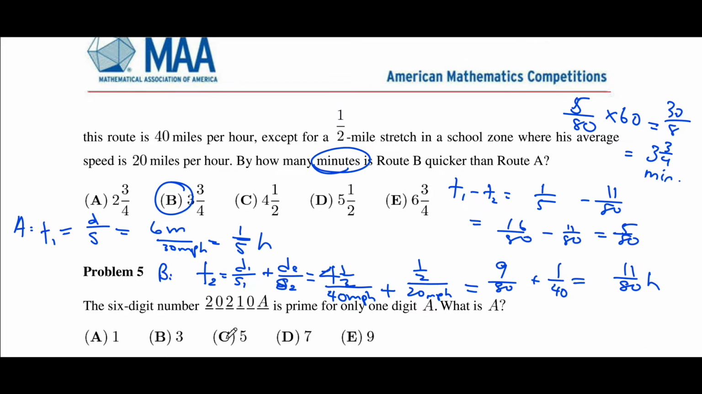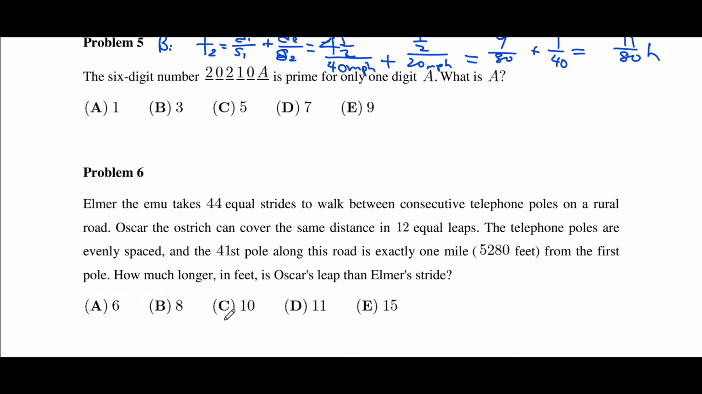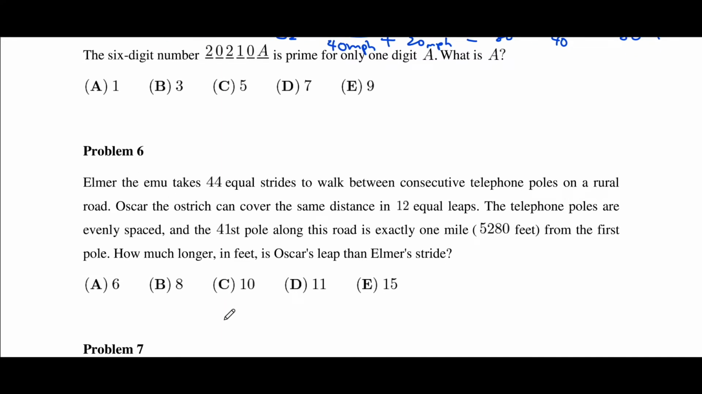Next question, problem 5. The 6-digit integer 20210A is prime for only one digit A. What is A? Okay, so let's do trial and error.